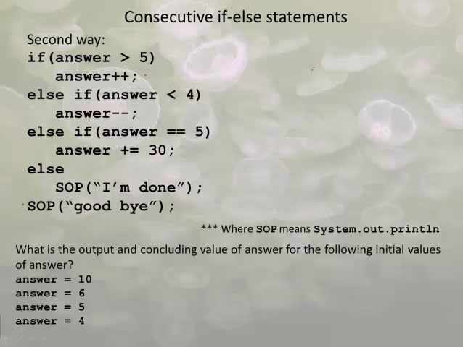So if answer is 10, okay, so I'll name this 1, 2, 3, and 4. So I'll work out one up here. Okay, the value of answer is 10. And answer greater than 5, is 10 greater than 5? That's true. Answer plus plus, answer is now 11. And we are done with the if-else chain, and we say goodbye.